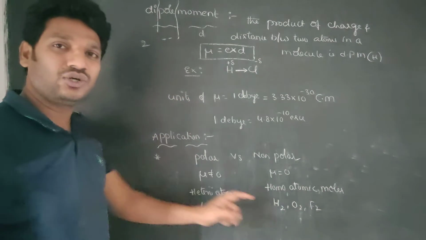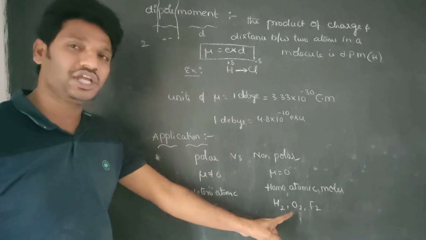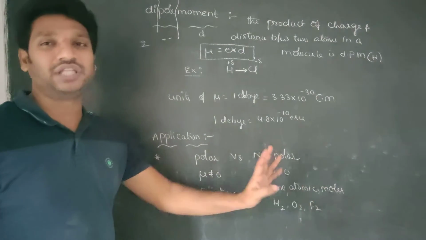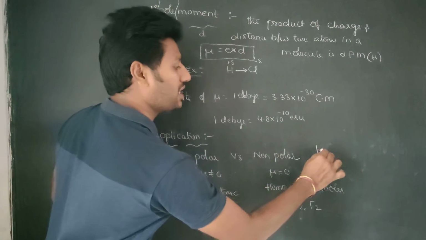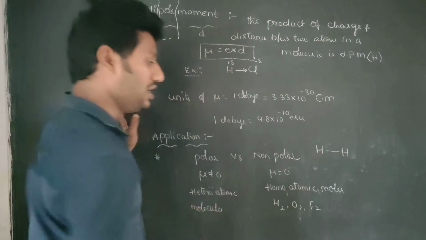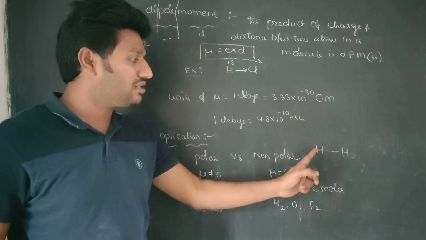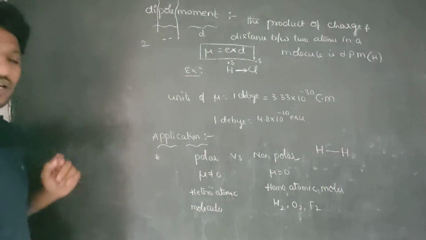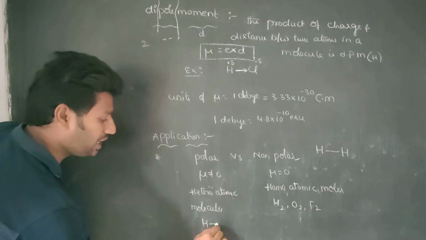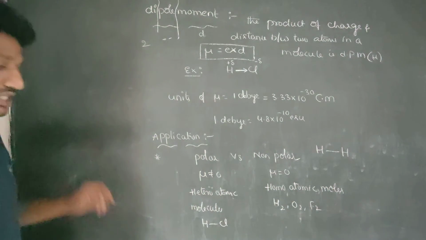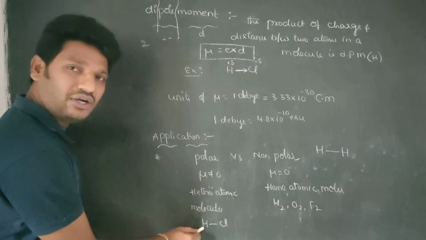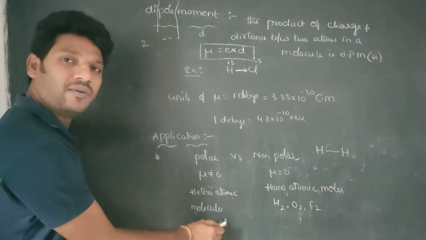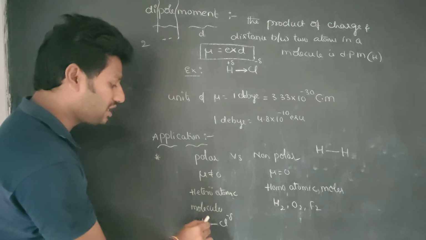Because there is no electronegativity difference, the shared pair of electrons does not move to either side of the two atoms. The best example is hydrogen and hydrogen. But here, take the example of HCl. Compared to hydrogen, chlorine is more electronegative, so it has a more negative charge and hydrogen has the positive charge.